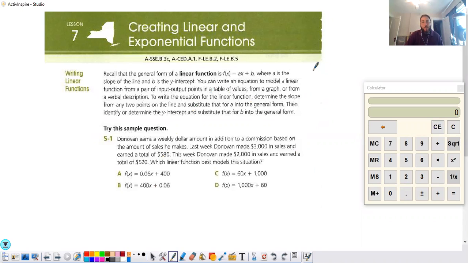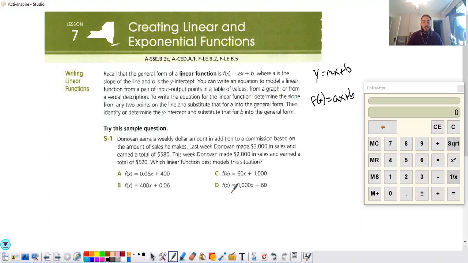So again, previously, you've known this to be y equals mx plus b. When we're looking at functions, we change our y to the output, which is f of x, change our slope m to a, so we'll have ax plus b. So you can write an equation to model a linear function from a pair of input and output points in a table of values, from a graph, or from a verbal description.